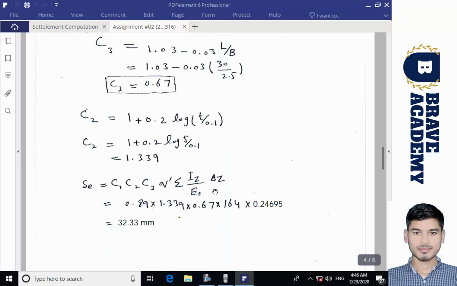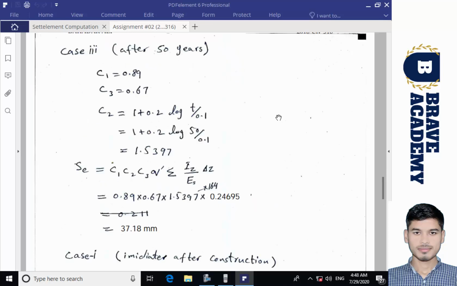So this is the formula for Schmertmann's method to find the elastic settlement of the soil. Now you know all the values C1, C2, C3 and q prime and summation of this factor. Just put the values, you will get the settlement after 5 years 32.33 millimeter.